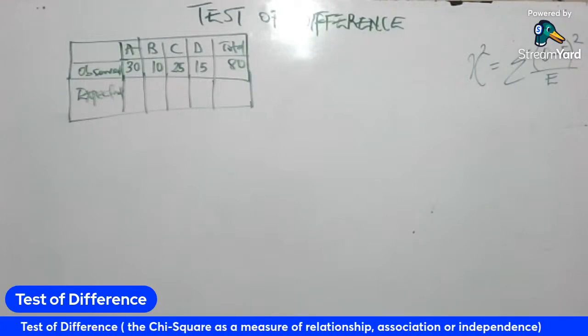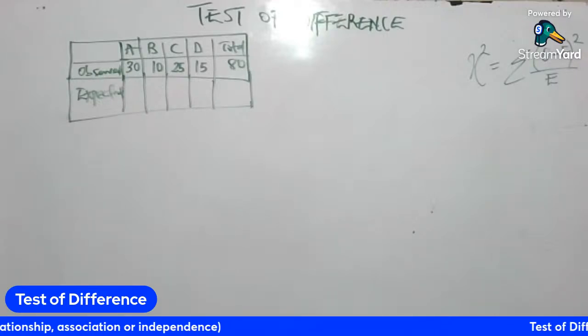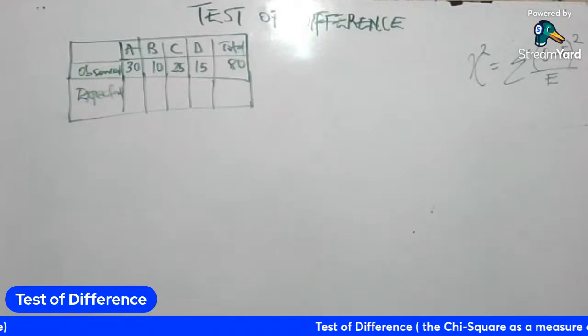So the chi-square is the one we use to study data reported in terms of frequency, or forms that can be reduced to a frequency, such as a percentage, proportion, and probability. Let's see the example that we have on the board with us.